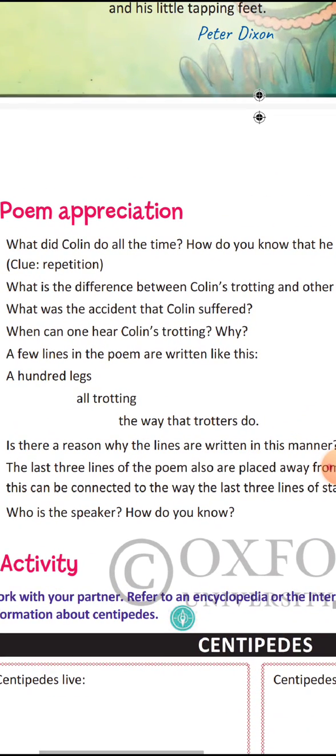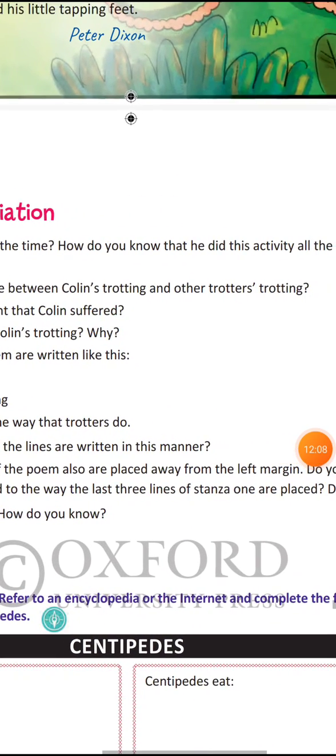Now, what is the next one? What is the difference between Colin's trotting and other trotters' trotting? The difference between Colin's trotting and others' trotting is that his trotting hardly makes any sound. Is it clear? Now, next one.